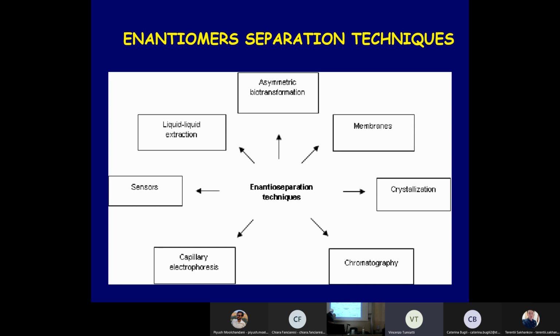Okay. The problem is that a separation is expensive. So companies try to avoid the presence of asymmetric atoms inside the molecules.